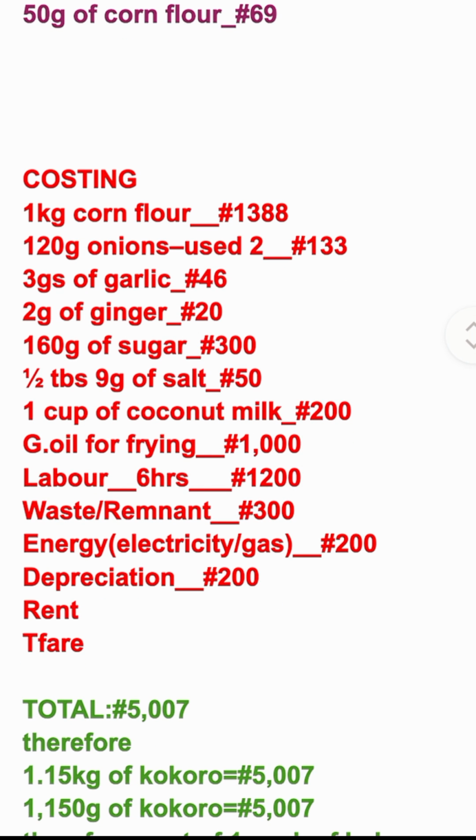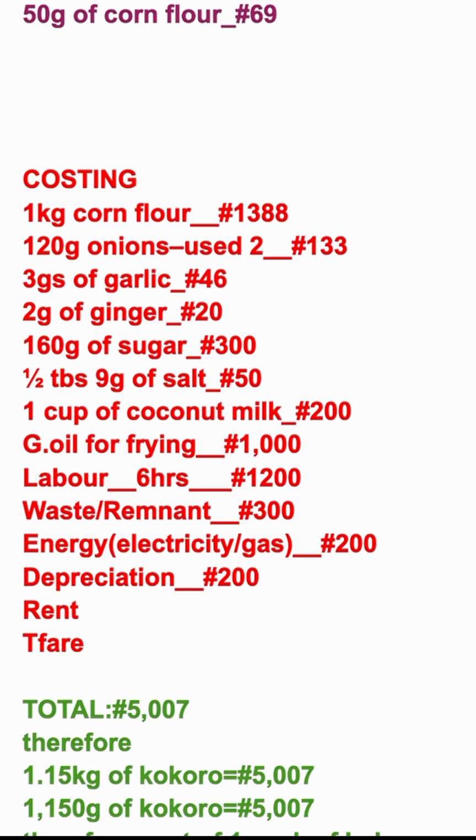Then labor, this your labor is very important. How long did it take you to complete your kokoro from your production to your packaging? Now I used about 6 hours, and it was because I was videoing, I was covering it as I was doing it. So you have to decide if you want to pay yourself 200 naira per hour or 300 naira per hour, and just assume that if you have workers too, you are going to pay them. So my labor is 1,200 naira, so I decided to pay myself 200 naira per hour. That is the cost of my labor.